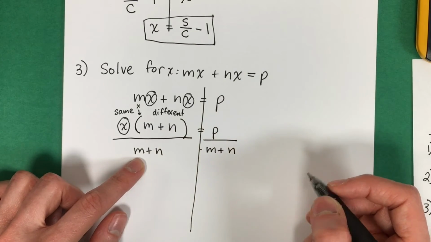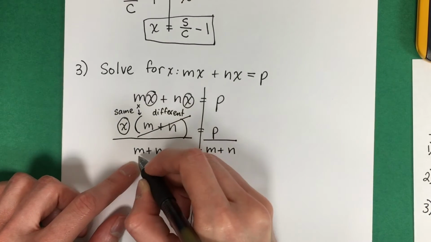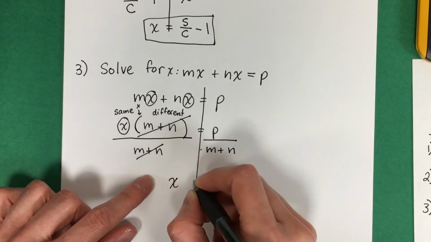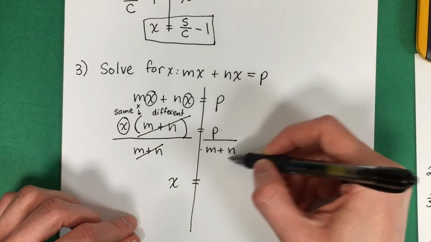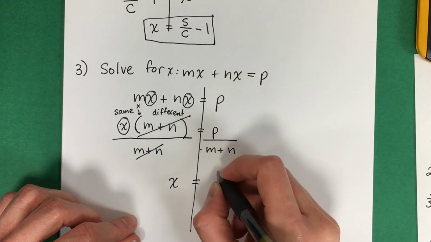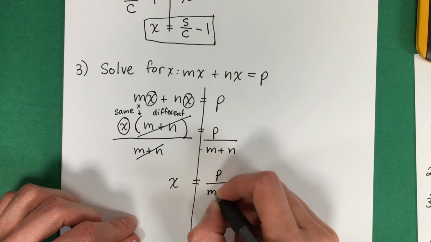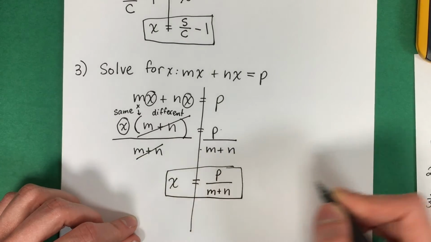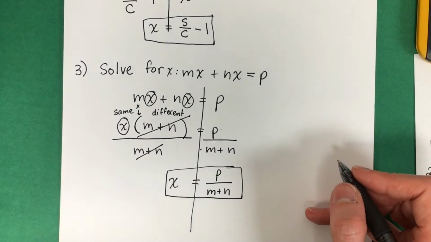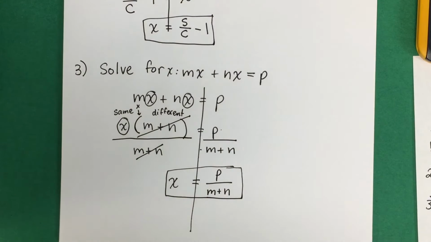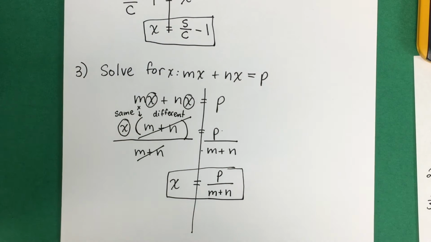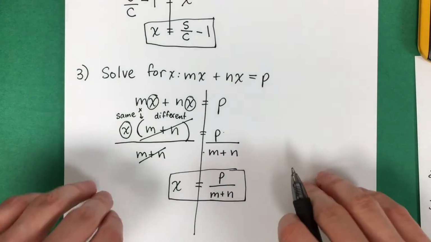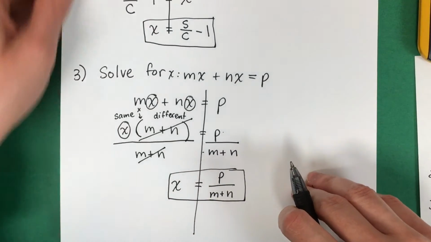These are the same. They are 1, so they cancel. Copy down x equals, everything is different here, so I'm just going to copy p divided by m plus n. There's my final answer. I have the x alone. Okay, let's do a different one. Okay, question number 4.